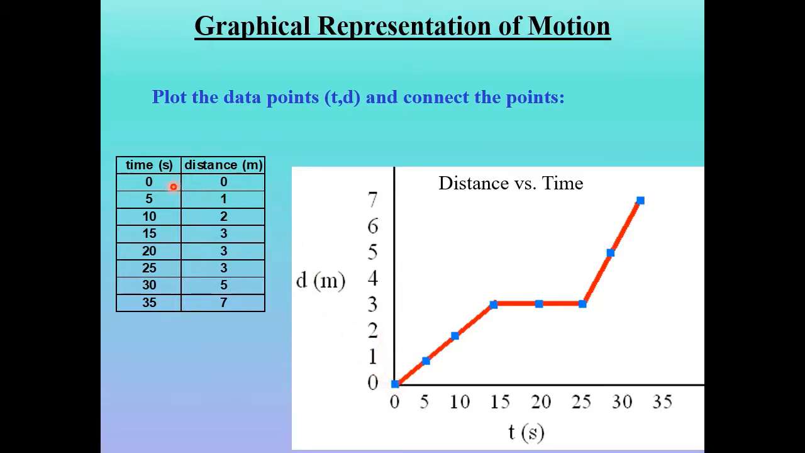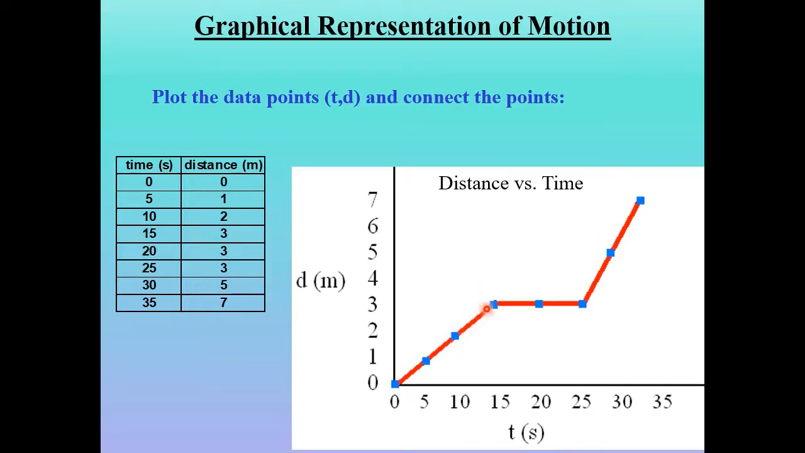So we can take these points here. You can see the first point, 0, 0. Of course, that corresponds to this point on the graph right here. At 5 seconds, she's at 1 meter. So here's 5 seconds down here. That corresponds to 1 meter. So that's this point here. After 10 seconds, you can see her position in the table is 2 meters.